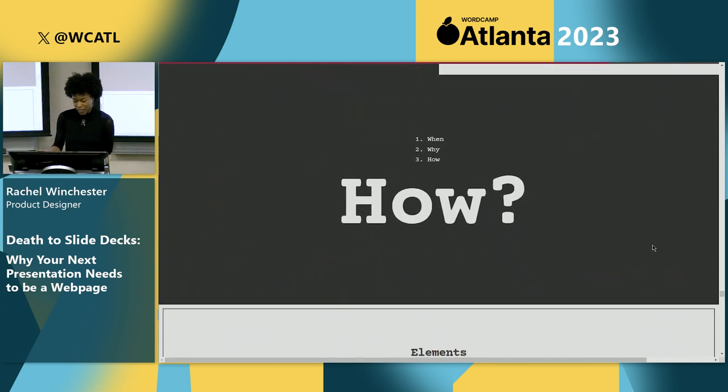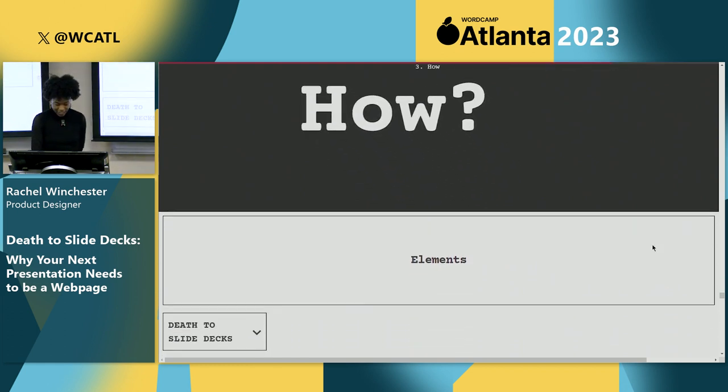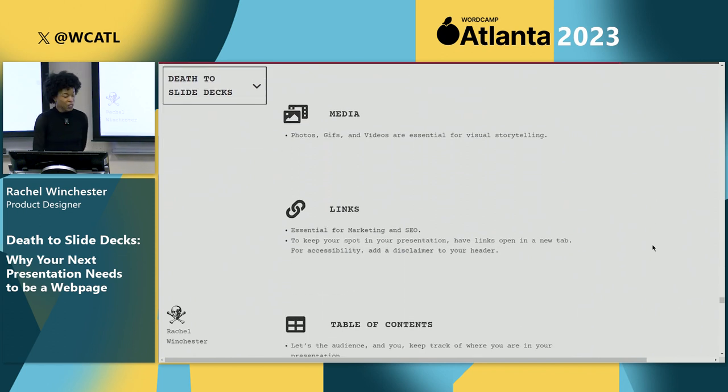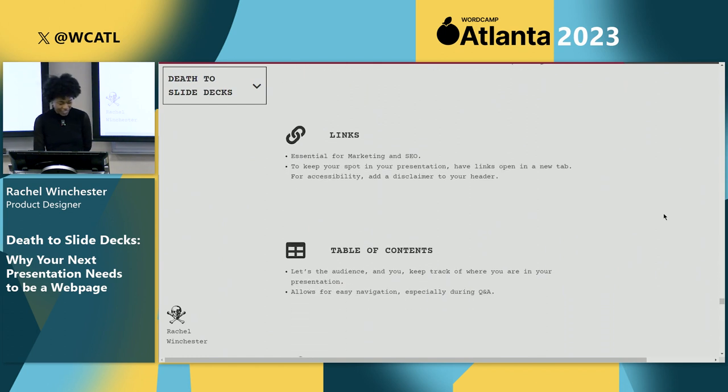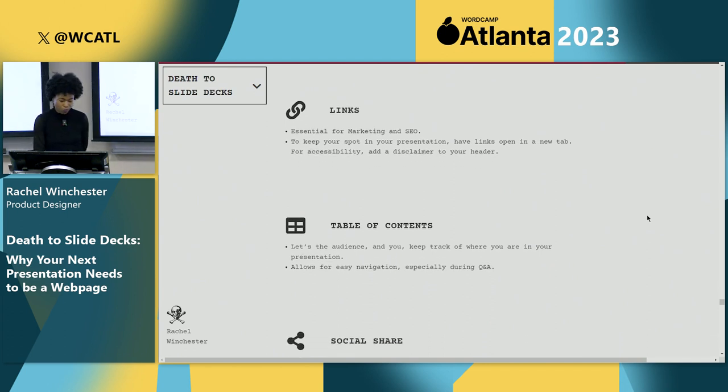So I'll just go over a little bit more about how to build web page presentations and some elements that I like to add and some tips and tricks that I try to stick to. Of course, media is a big one. Photos, videos, and GIFs are essential for visual storytelling. So add a lot of photos and make them big. Links are essential for marketing and SEO. To keep your spot in your presentation, have links open in a new tab rather than the same page. And for accessibility, add a disclaimer to your header that the link opens in a new tab.